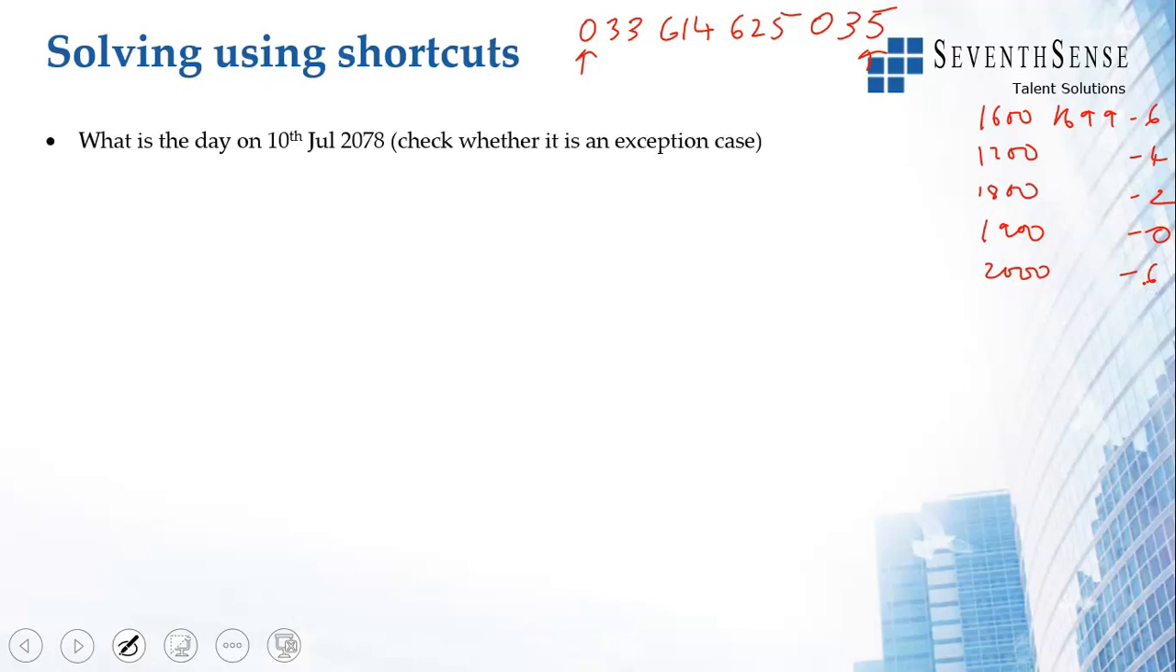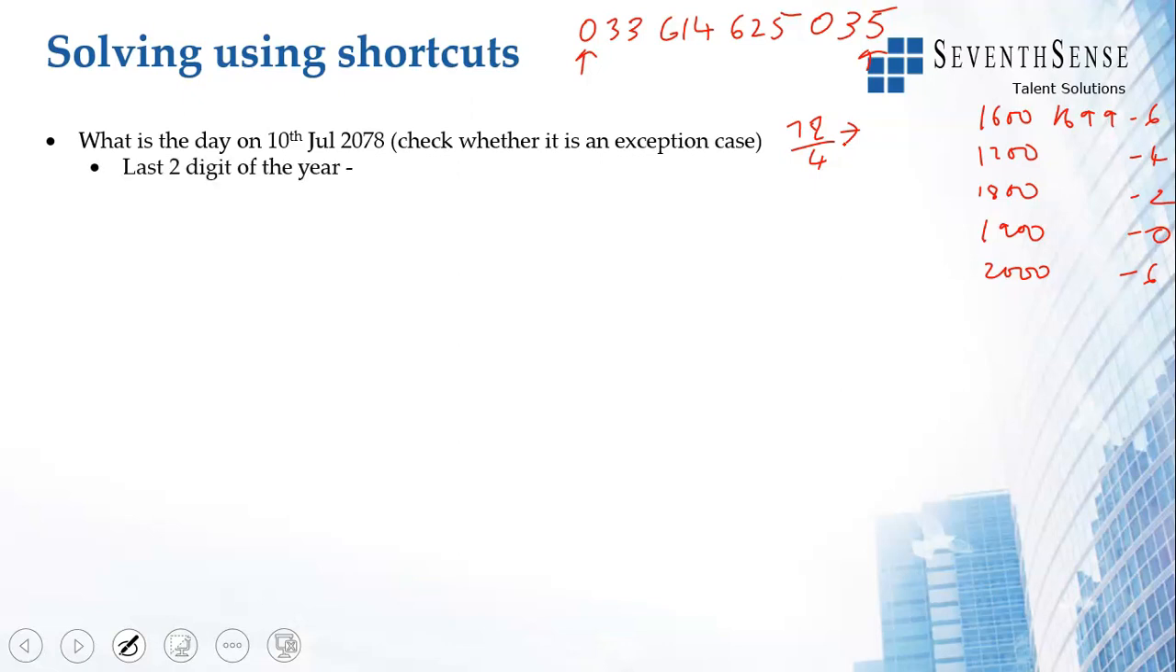What is the day on 10th July 2078? First, check whether it's an exception case. What is the exception case? You see whether it's a leap year. 78 by 4 leaves some remainder. So 4 19s are 76 with a remainder of 2. So it is not a leap year. So there is no exception.